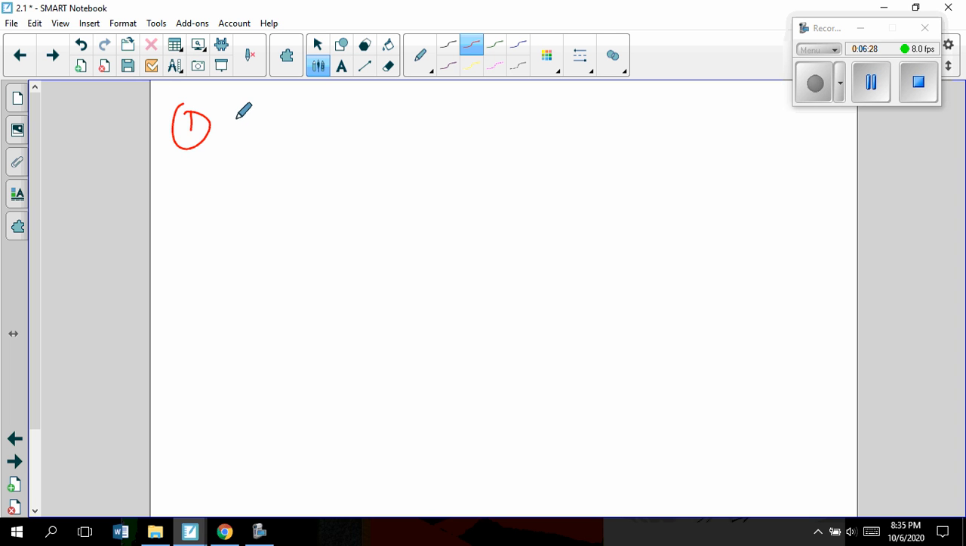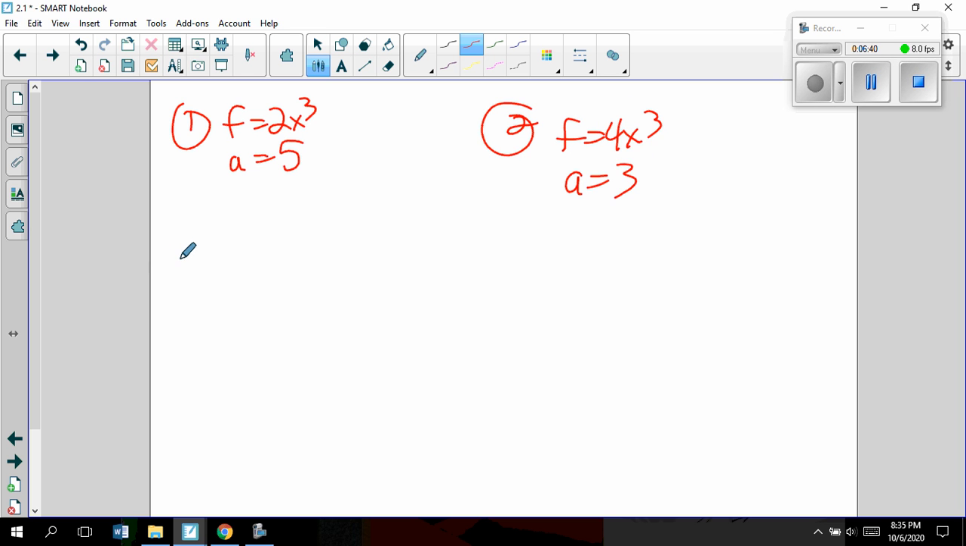So number 1, your function was 2x cubed, and your a value is 5. Number 2, your function is 4x cubed, and your a value is 3. Number 3, your function. Now you'll notice you have two parts where that 2 plus h is plugged in. You have to use both of those, pulling out and going back to what your original equation was. And so it's 5x cubed plus 8, and then the 2 with the h there, that's your a value. So that one's a little harder because you have multiple terms.